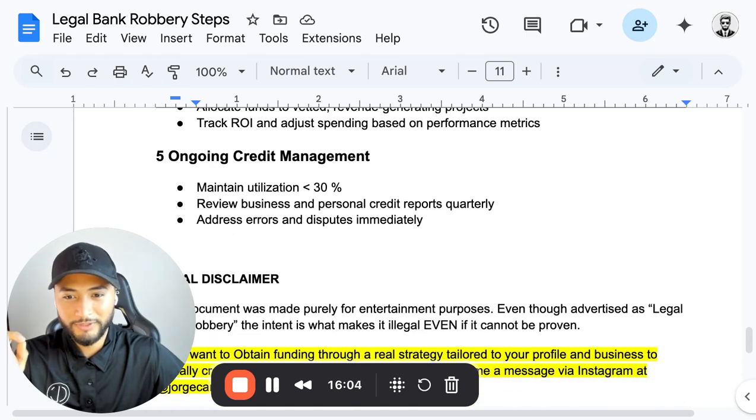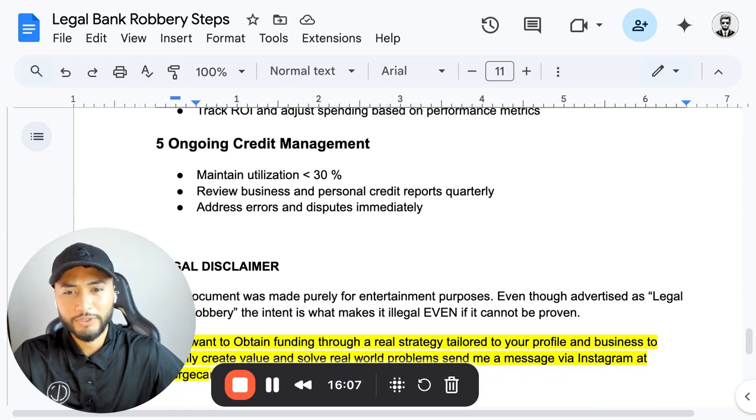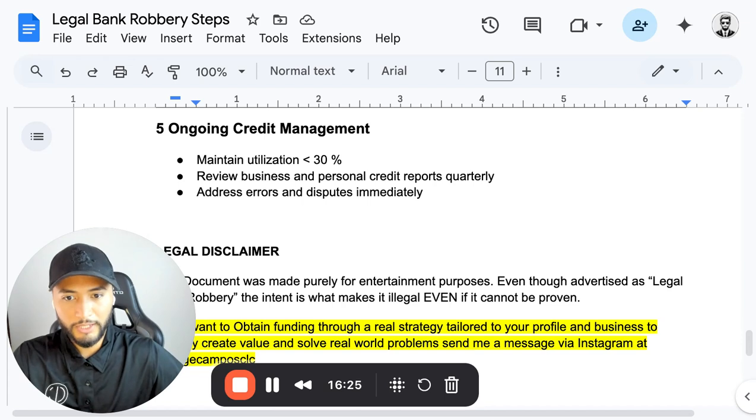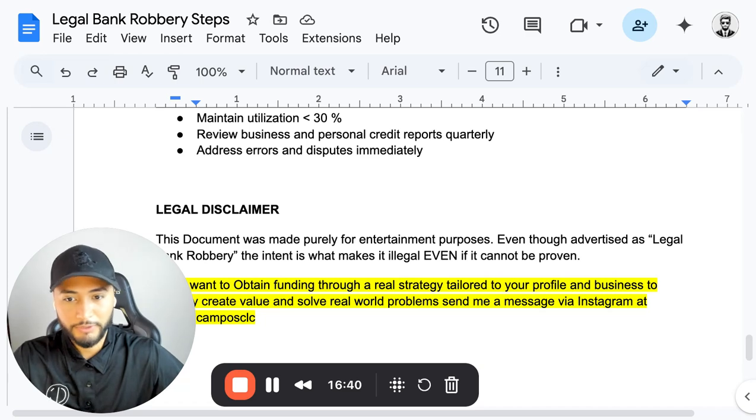Five, ongoing credit management. Just make sure you maintain a low utilization. Don't over leverage. It's just a basic business principle that most people don't learn at the beginning. And it's very important to review your business and personal credit reports. The personal credit reports can be reviewed at the three major credit bureaus, and there are different business credit bureaus for that, but a common one is Experian Business, Dun & Bradstreet, even Moody's. You want to check out what's going on in your business, and if there are errors, address them immediately.